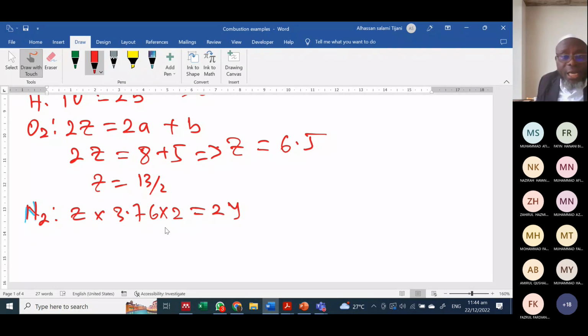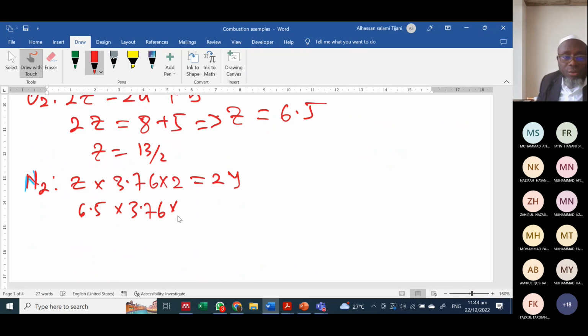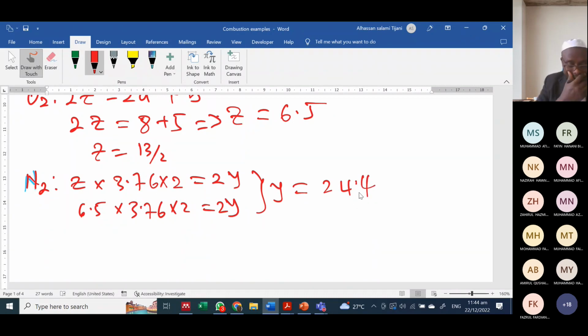Okay, so if you solve this carefully, Z we know already to be 6.5. So this gives me 6.5 times 3.76 times 2 equals 2Y. If you solve this carefully, the value for Y will be equal to 24.4. That's the value for Y.